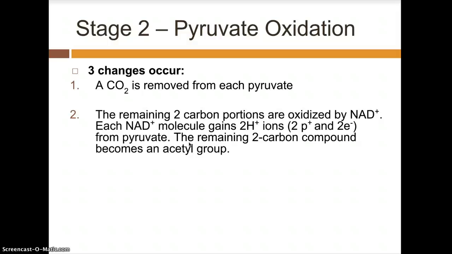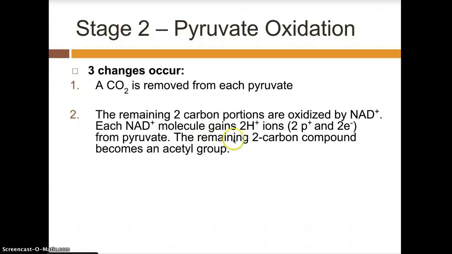So a carbon dioxide is pulled off from that simple sugar molecule. The remaining two carbon portions are oxidized by NAD positive. Now remember, oxidized means it's losing electrons, and it's losing electrons through this high energy molecule called NAD positive. Each NAD positive gains 2 hydrogen ions, which means 2 protons and 2 electrons. So this is where our carbon portions are losing electrons as they're being oxidized, and the electrons are getting transported to the NAD positive molecule.